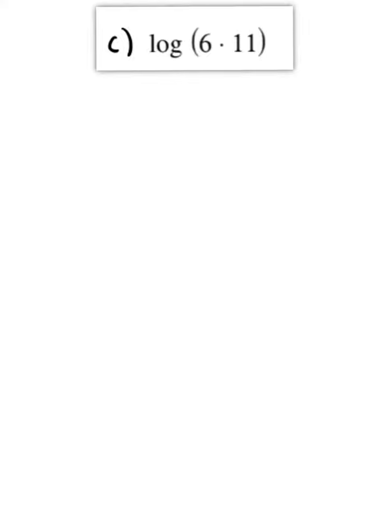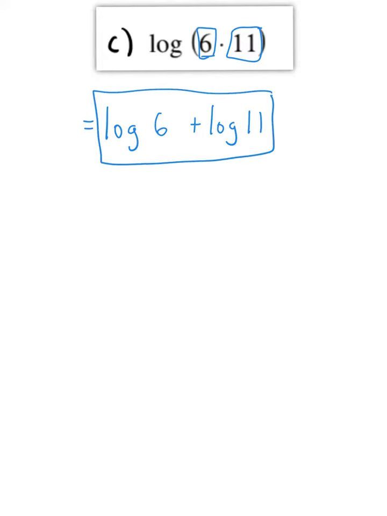Okay, so this log, the only rule we can use is the rule if you have a log of two things multiplied. And that's what we have now. We have log of 6 times 11, and so that rule says if you have a log of two things multiplied, you can split it up into the two logs that are added, and then that 6 can go there, and this 11 will go in the other one. And that's all we can do for this one, so that would be the final answer.